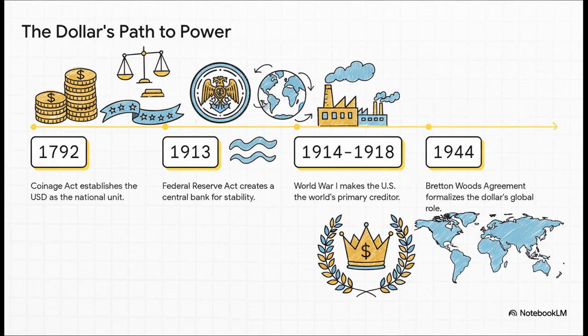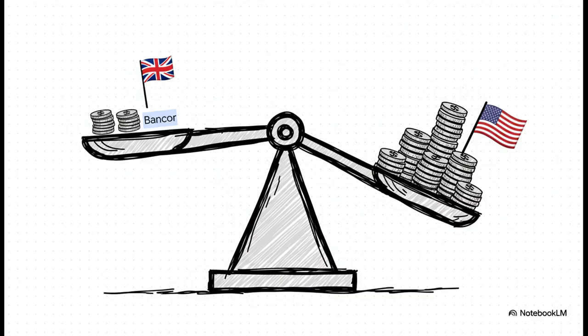But the real game changer? That was World War I. While Europe was tearing itself apart, the US became the world's factory and its banker. It came out of the war as the number one creditor nation, and that set the stage for 1944 and the dollar's official coronation. So in 1944, you've got delegates from 44 countries meeting at a place called Bretton Woods, trying to design a new global financial system from the ashes of the war.